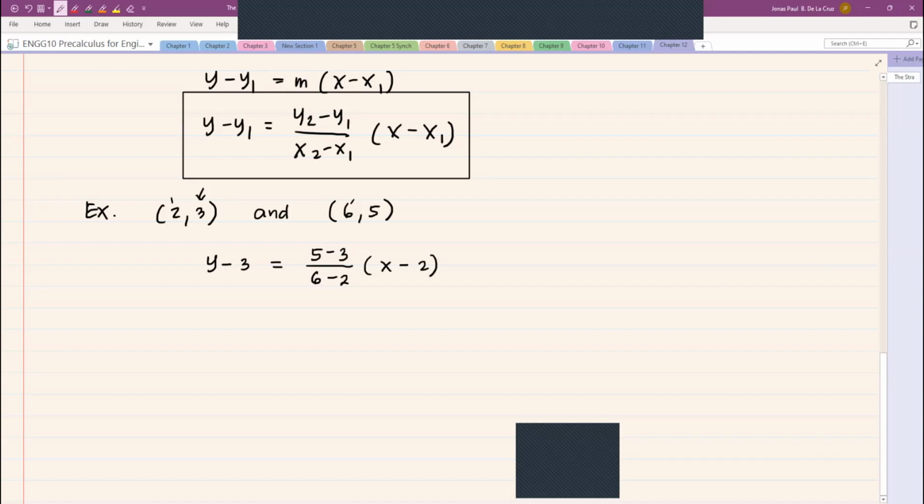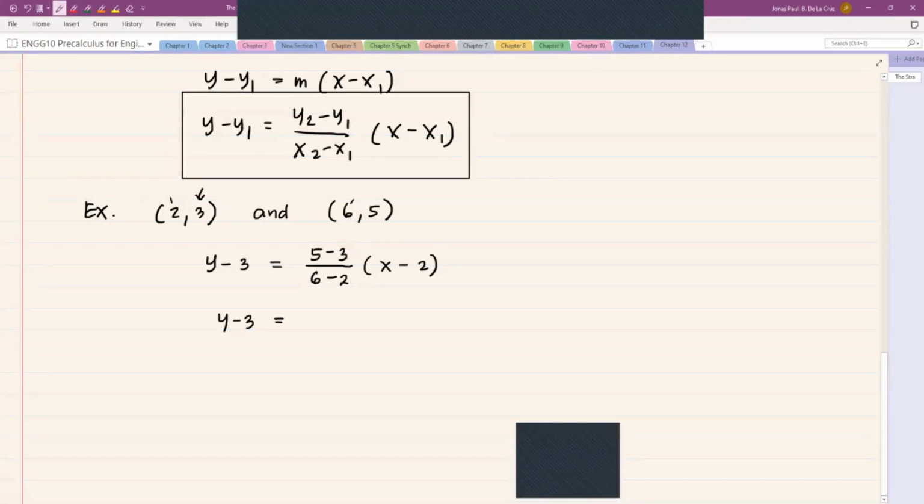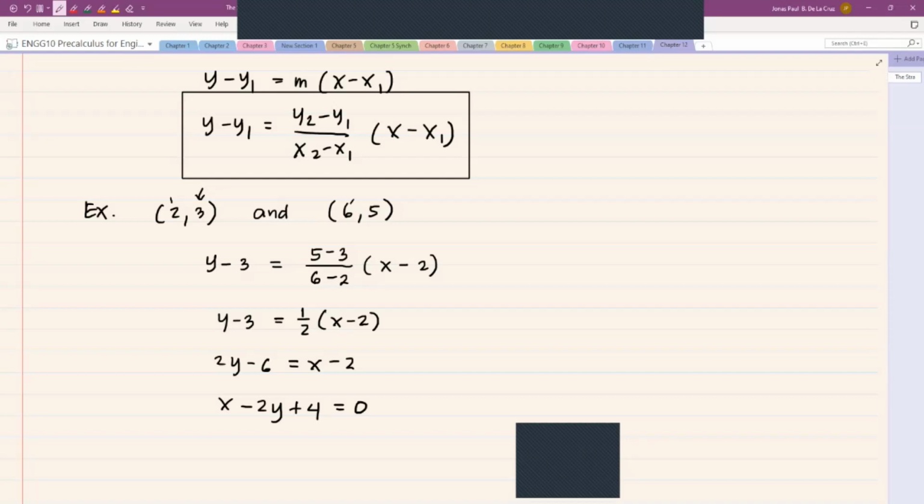Then, simplifying, we have 2 over 4, that's 1/2, di ba? 2/4, 1/2, times (x minus 2). Multiplying by 2, we have 2y minus 6. And then distributing the 1, x minus 2. So we have x minus 2y plus 4 is equal to 0. Yan na yung sagot natin. Okay? That's the 2-point form of the line.